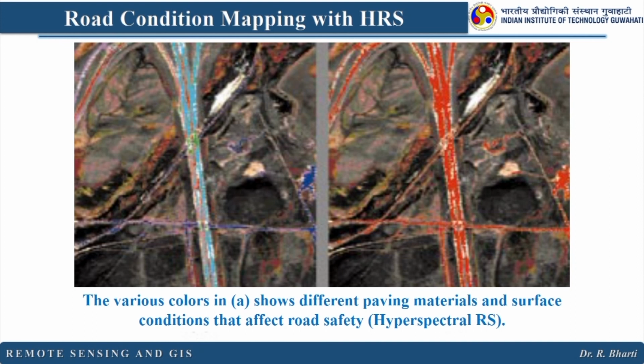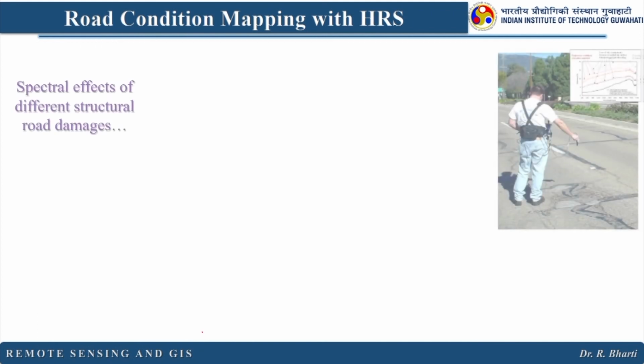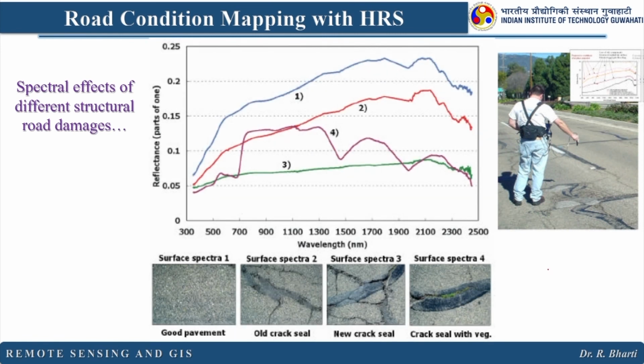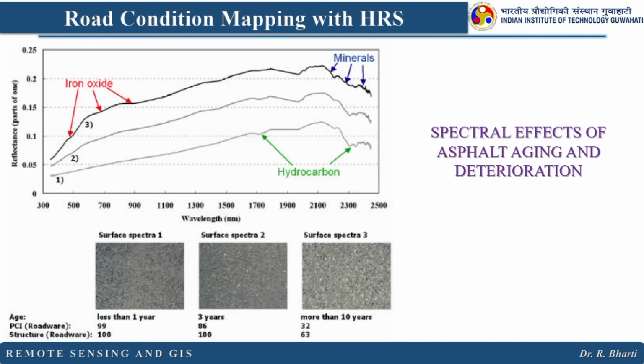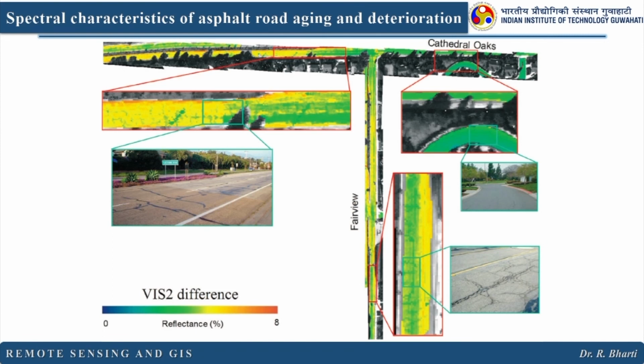This I have already explained in my previous lectures, where hyperspectral remote sensing data is used to identify the paving material and surface condition. Another example I showed you was the identification of road condition using spectral profiles. In another work I explained how remote sensing, in particular hyperspectral remote sensing, can be used for aging and deterioration studies. This I have already explained, so I will skip this part.